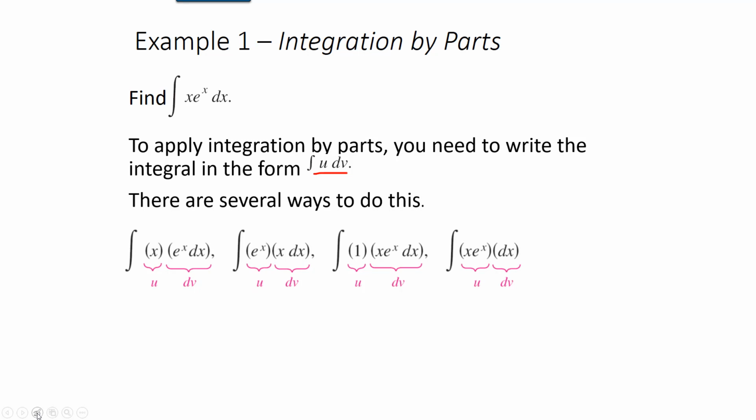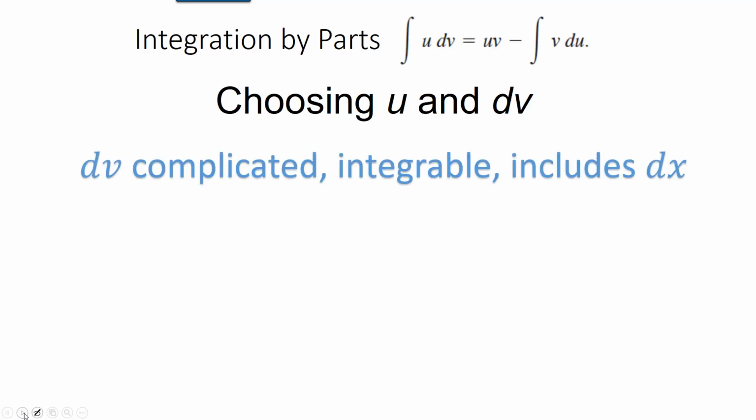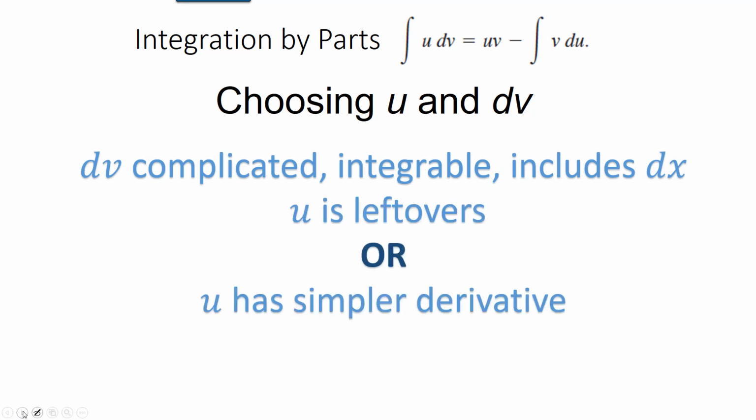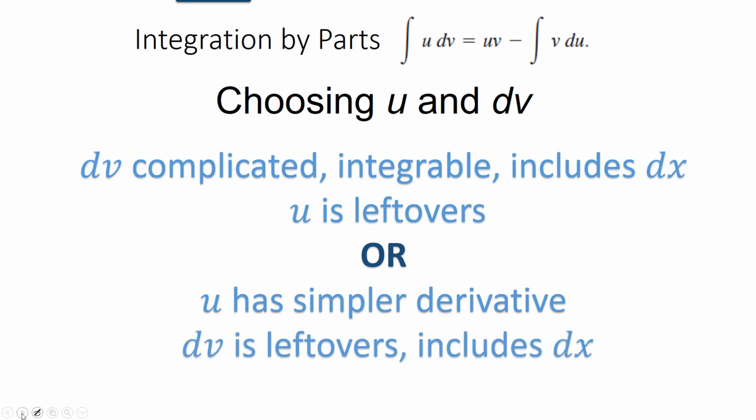So what should we be looking for when we're choosing our u and our dv so that the formula results in something useful? When you're choosing u and dv, you want dv to be the most complicated part of the integral that is still integrable, meaning there's still a formula where you can integrate, and we want it to include dx. u is going to be whatever's left over. So another alternative is to focus on u first and try to find a part of the integral that if you took the derivative of that part, it would become simpler than it originally was. Then dv would be the leftovers.